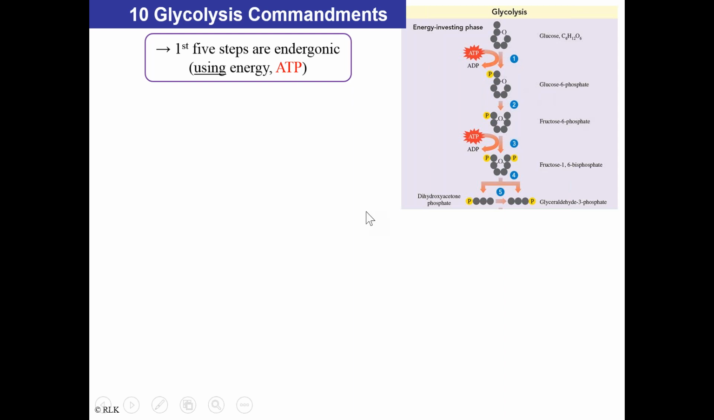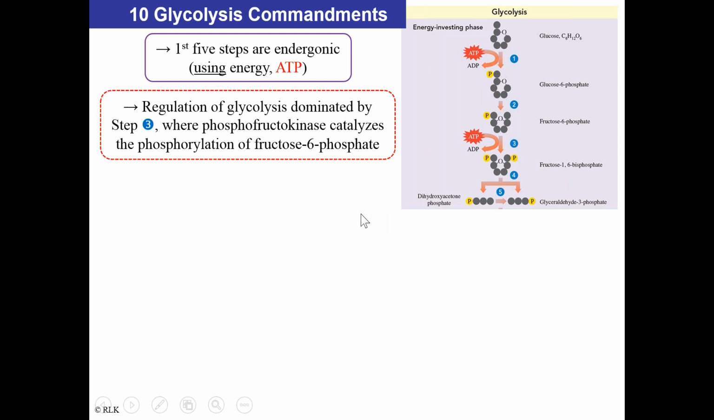So you have 1, 2, 3, 4, 5 steps here. We're going to talk about those in a little bit more detail, but importantly, regulation of glycolysis is dominated by step 3, okay? We have this fructose 1,6-bisphosphate, okay? Here you have phosphofructokinase catalyzing the phosphorylation of fructose 6-phosphate, which sounds, well, obviously very wordy, but this is where the action is going to happen in terms of the regulation of this.